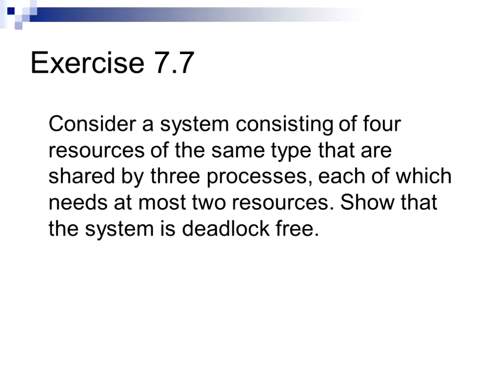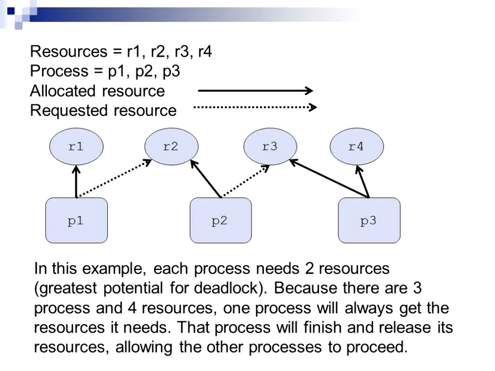Okay. There were some interesting answers for this one. This one is: consider a system consisting of 4 resources of the same type that are shared by 3 processes, each of which needs at most 2 resources. Show that the system is deadlock-free. Okay, so remember there were different conditions for a deadlock: mutual exclusion, hold and wait, circular wait, no preemption, and so forth.